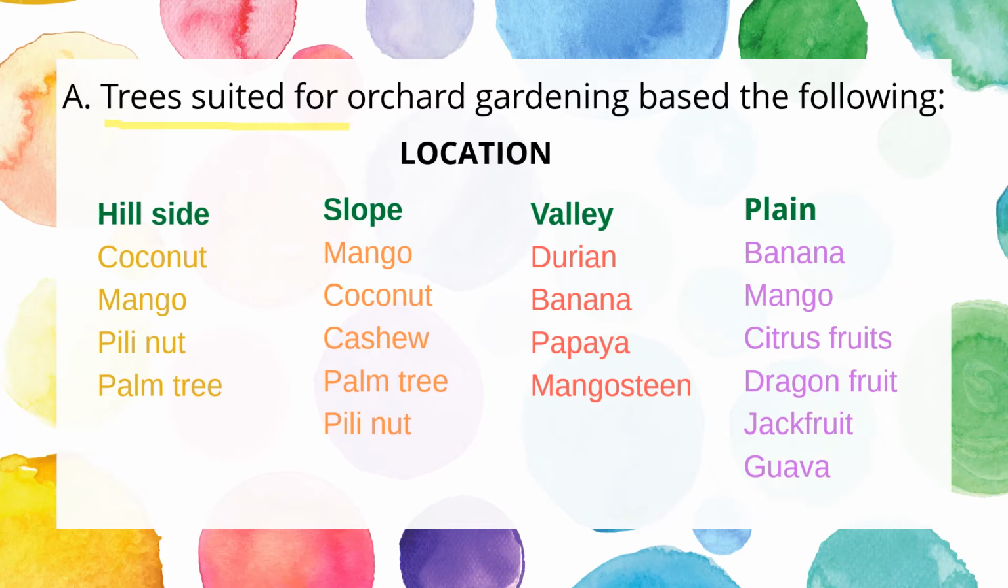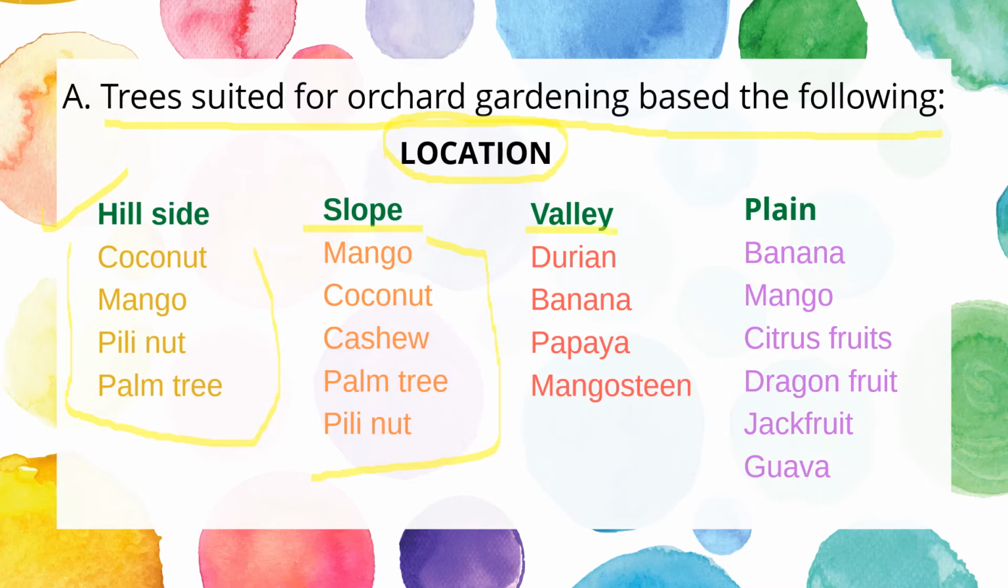Trees suited for orchard gardening based on the following. Location. For the hillside, we can plant this kind of fruit trees: coconut, mango, pili nut, palm tree. For the slope location, we can have these fruit-bearing trees: mango, coconut, cashew, palm tree, pili nut.